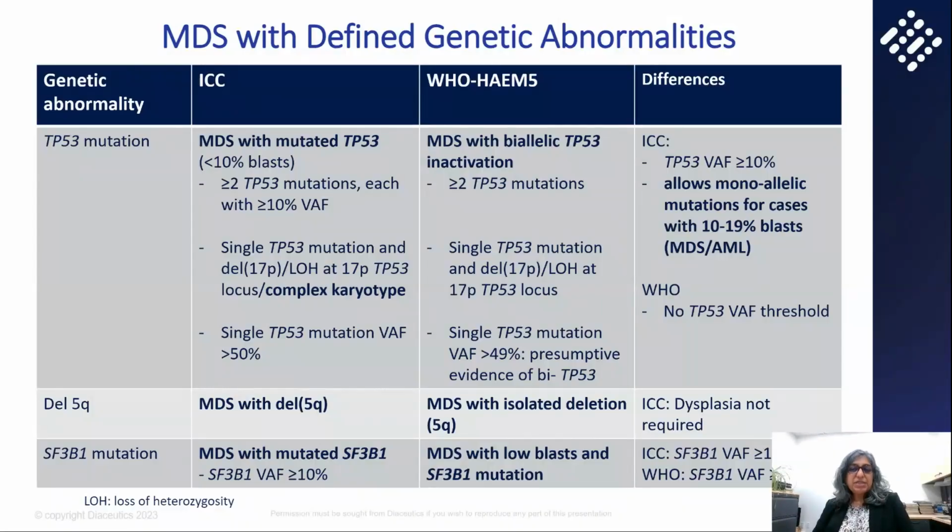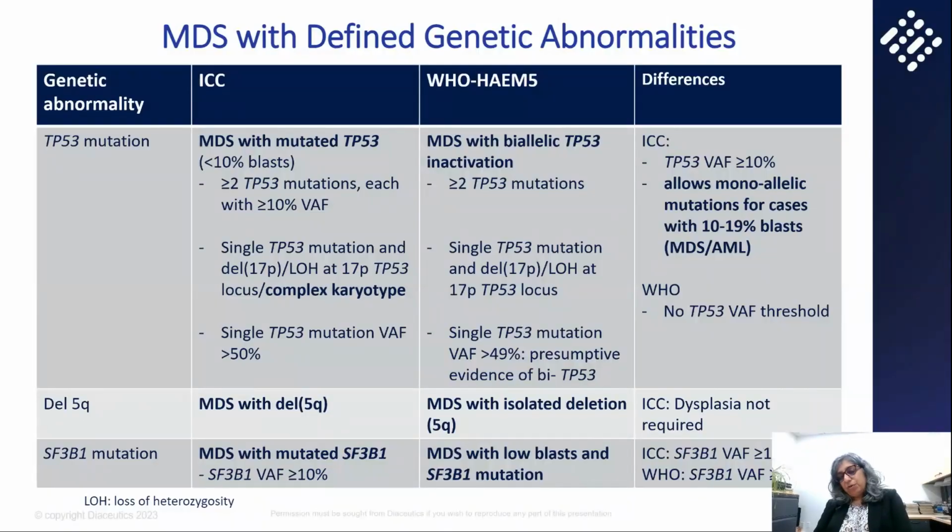So ICC uses the term MDS with mutated TP53 for cases of MDS that have less than 10% blasts. Although they just say MDS with mutated TP53, for these cases they are essentially implying biallelic TP53 mutations. WHO calls them MDS with biallelic TP53 inactivation. How can you get to this diagnosis? The criteria are similar in the two classifications, yet have some differences.